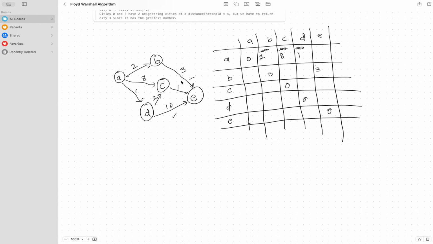Then this edge is done. Then next is D to E. D to E is 10. So we will fill it here. Then this edge D to C. This one we can say is 2. And I think C to E is one more edge which is left. C to E is 1. So initially this will be your matrix, and wherever we do not have any value, assume that's infinity.